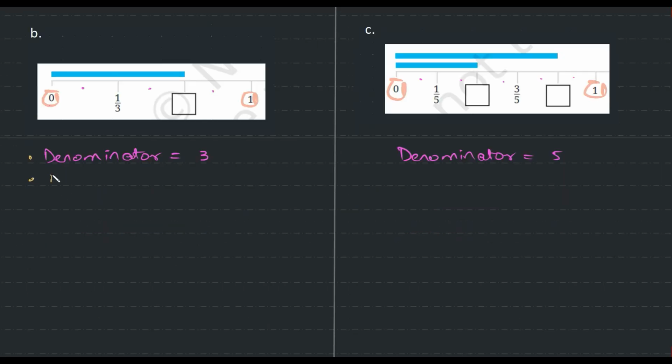And over here, the numerator will be 1, 2. 2 over here. And in the next case, we have 2 examples actually. Numerator is equal to 1, 2, 3, 4. 2 and 4. Again, we're looking at the boxes. So those are your gaps, right? Those are the jumps that we need to reach that point.